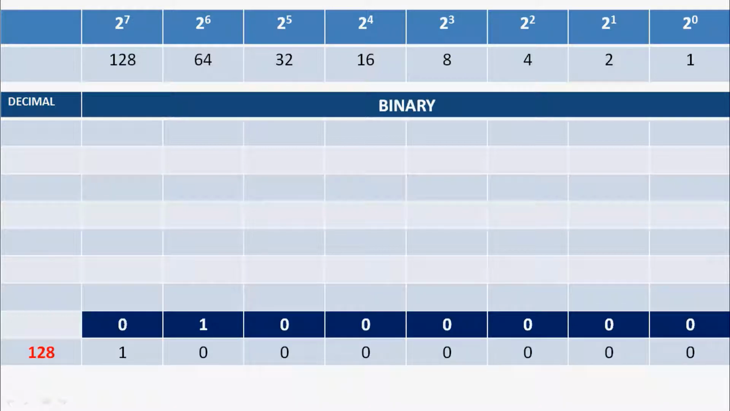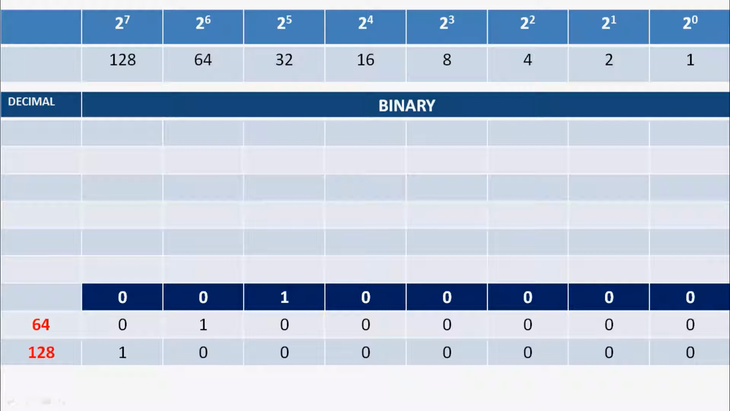Here you can see another binary value, that is 0 1 0 0 0 0 0 0, and you can see the second most significant bit is on and all other values are 0, and it is straight to 64. So we can see only one bit is on, and we can say the decimal is 64. Now we'll go to another binary.